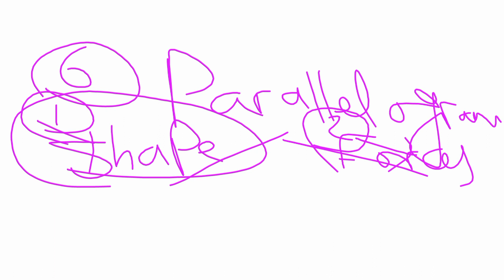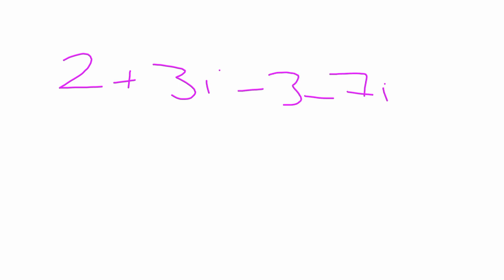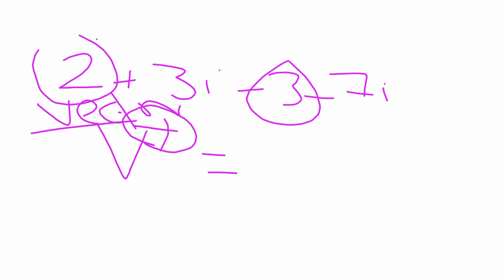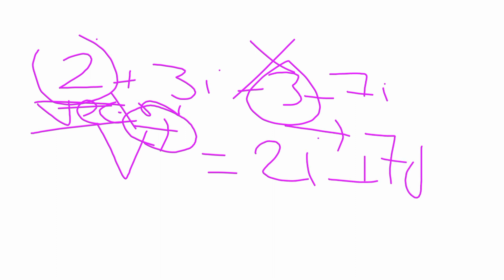I have four examples like this. 2 plus 3i minus 3 minus 7i. What is this sign? It is the vector sign. So the vector equals, I have to add: 2 minus 3, I take the 2 and never do anything with the 3. So 2i vector plus 7j vector. I am left with negative 1 minus 4i.